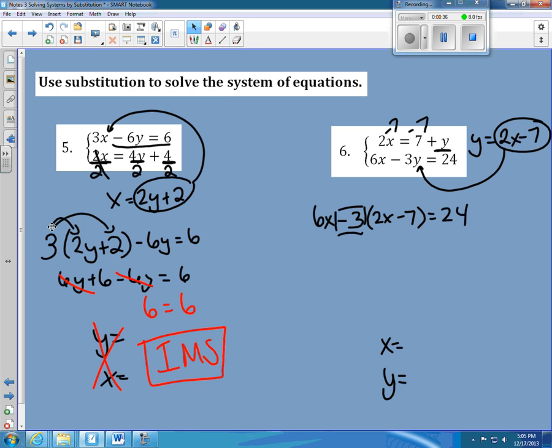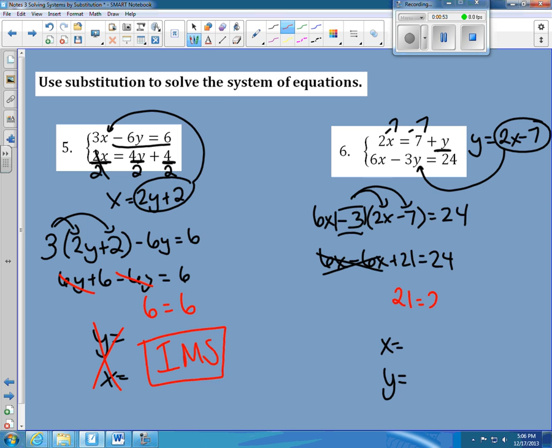Okay, let's go ahead and finish up 6. We're going to distribute that negative 3, so we're watching our signs. So we get negative 6x. Negative 3 times negative 7 gives me a positive 21 equals 24. Again, we see that the 6 and the 6 cancel, so we get 21 equals 24. This is a false statement. 21 does not equal 24, so this is no solution. All right, so these two were a little bit different.